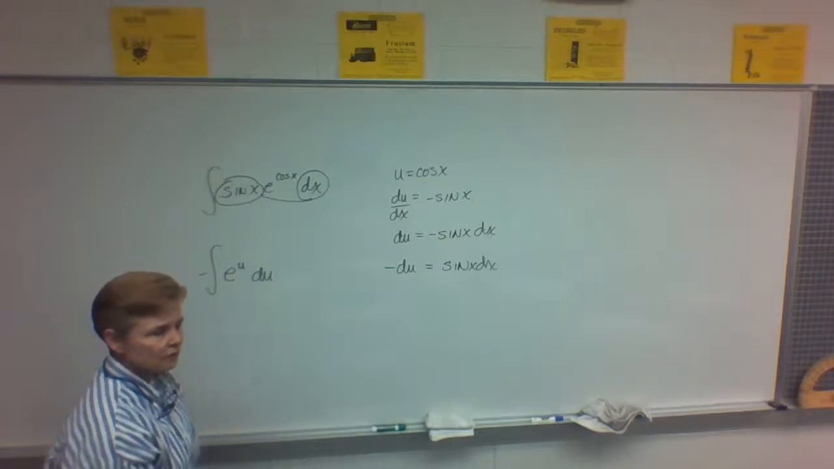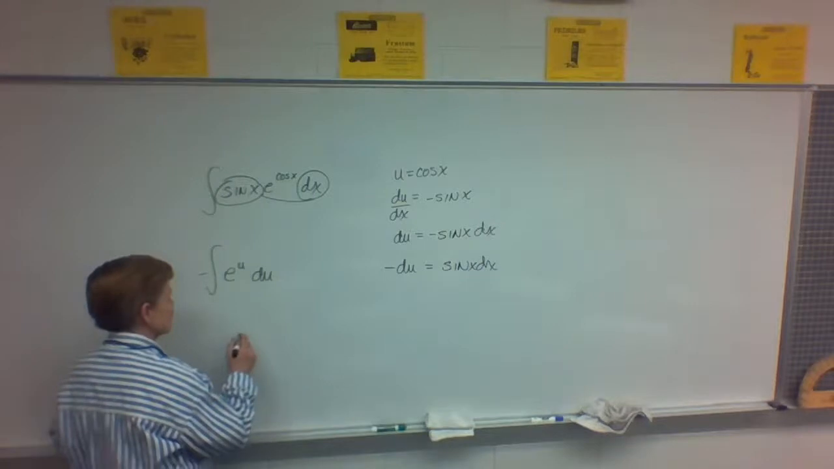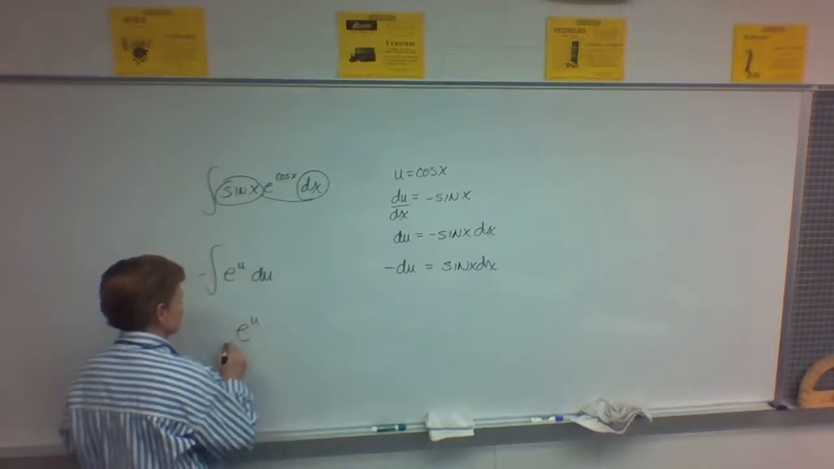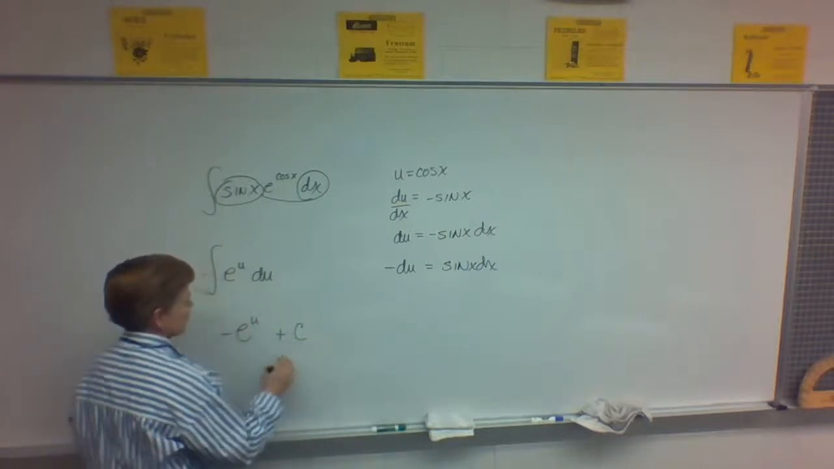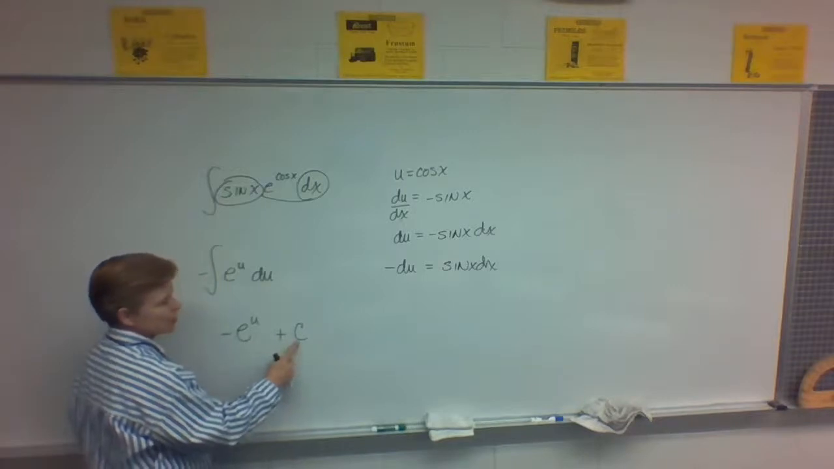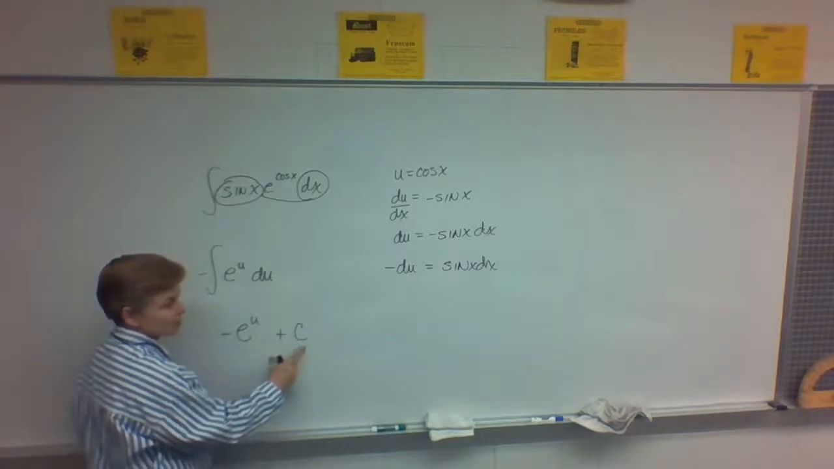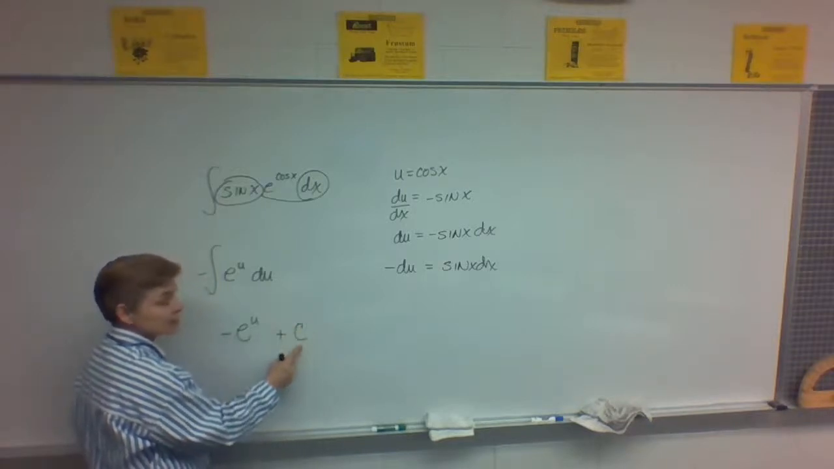This integral's easy. What's the integral of e to the u? E to the u plus C. Now, do I have to make this a negative also? No, because we don't know whether c is positive or negative. You can always just put plus c. We're just adding a constant. That constant may be positive or negative.